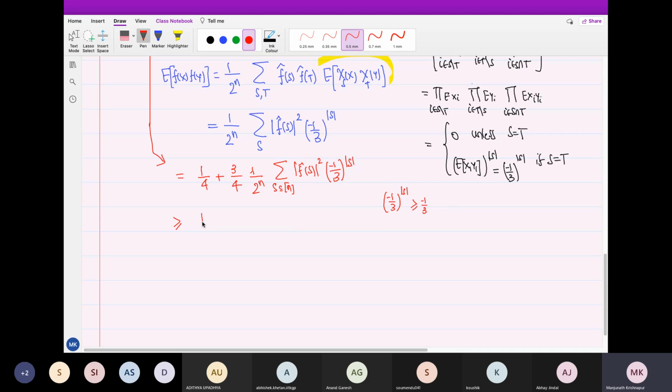So if I do that, then this is greater than or equal to 1 by 4, minus 1/3 cancels, I get 1 by 4 into 1 by 2 to the n times the summation of f hat of S squared. This is, by the way, the L2 norm squared. It is just 1 by 4 minus 1 by 4 into the L2 norm squared of f by 2 to the n. Remember, my L2 norm is with counting measure. It's just the sum of f(x) squared. So what is this actually?